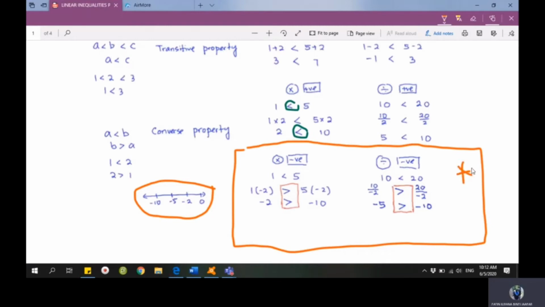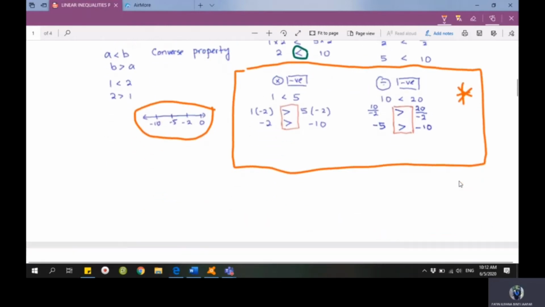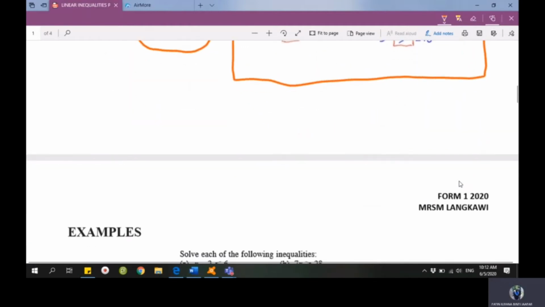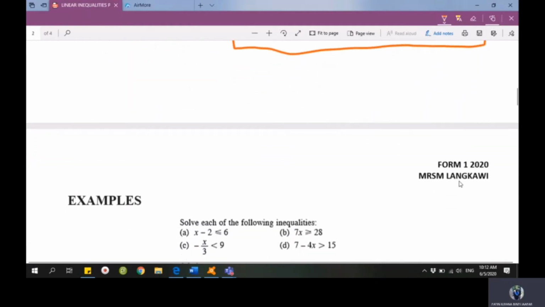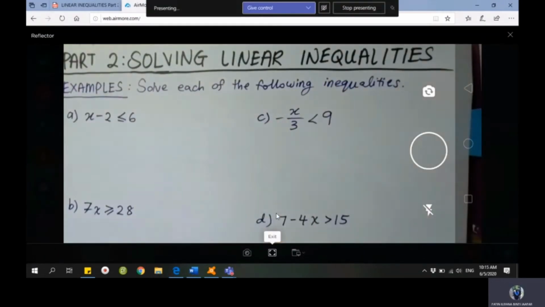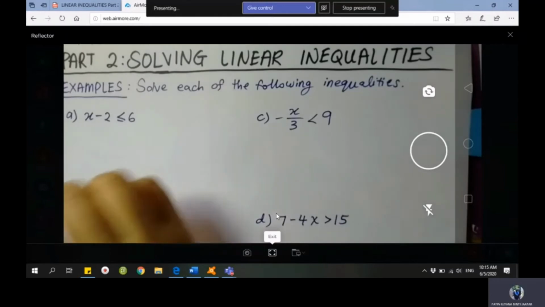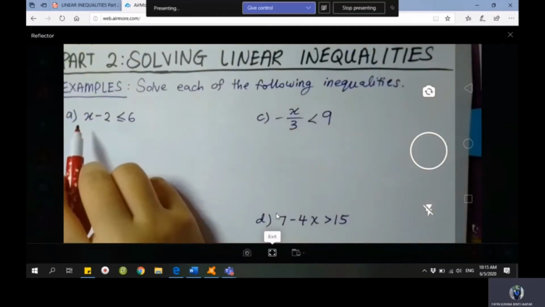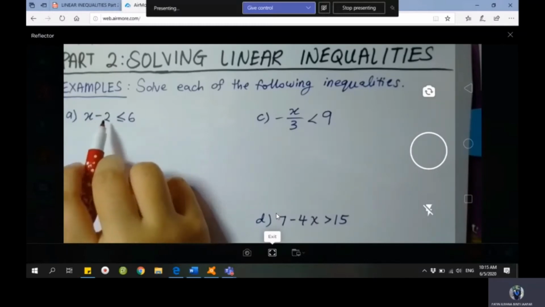Next, we will proceed with an example. Solve each of the following inequalities. Like I said just now, it is the same as linear equations. So for question A, it is the same as when we do linear equations. We want to find the value of x. For this one, we want to get rid of negative 2.